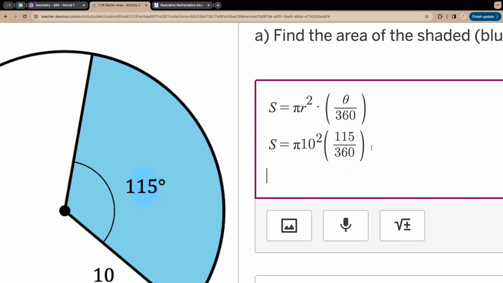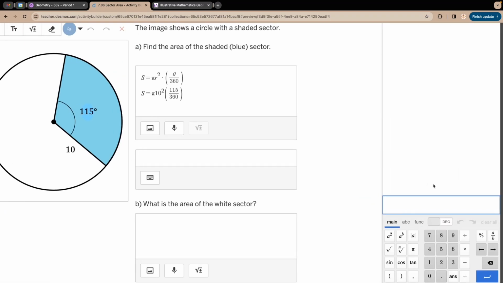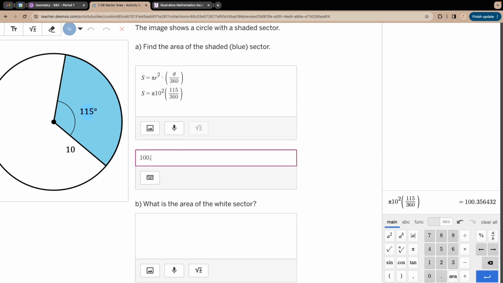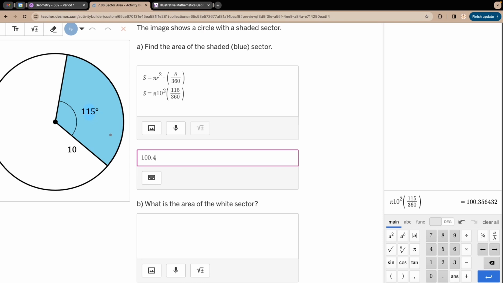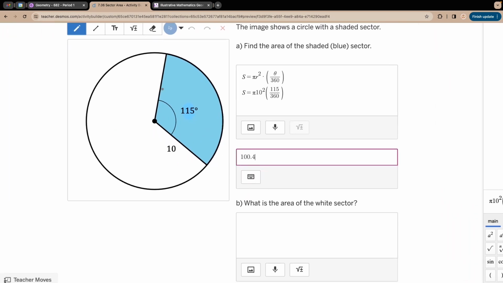So again, I could just plug this in my calculator. I'm just going to copy and paste it, make life easy, make your video quicker. Oops, typed it twice. There it is. So it's 100.35 or 36. 100.36. Let's just round it to the nearest tenths place. So that is 100.4 units squared. That's the area of this.